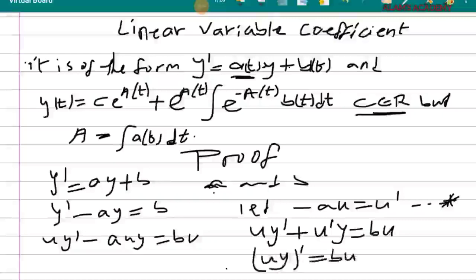When I differentiate u y using the differentiation by parts, that is, I hold y and differentiate the u, and then I hold the u and differentiate the y, I'll get back this equation. Okay, so to continue.